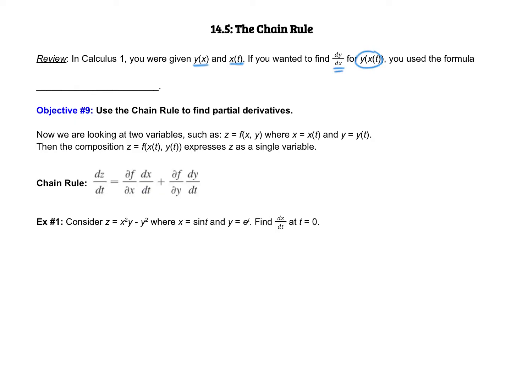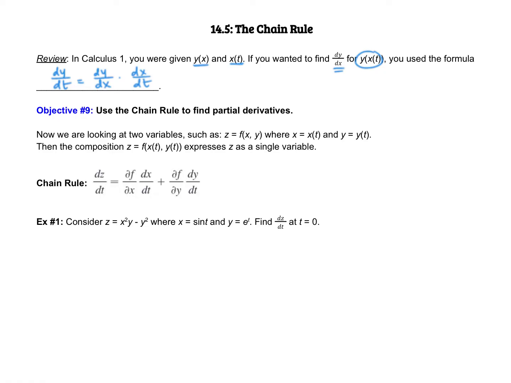If you wanted to find the derivative of y in terms of t, you found the derivative of y in terms of x, and then you found the derivative of x in terms of t. That was the chain rule.